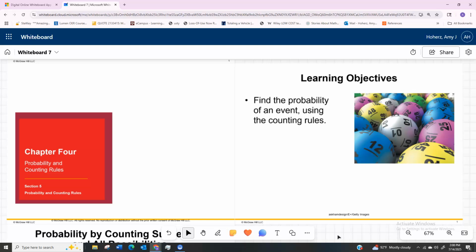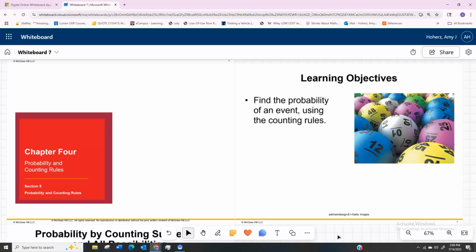Now on the Casios, I will say that the nPr and the nCr are not under a PRB button. On this one in particular, the P is above the multiplication symbol, so I have to hit Shift to get it. So I would hit 6, Shift, then the times button, then a 3 if I wanted to do a 6P3. Okay.